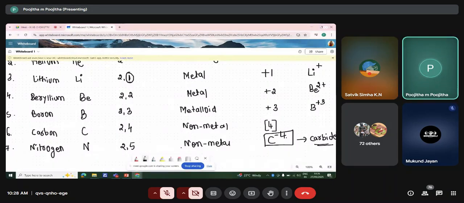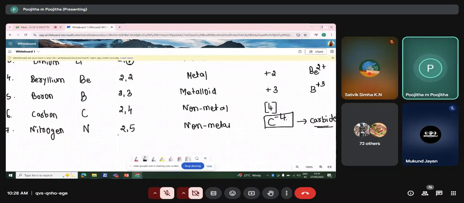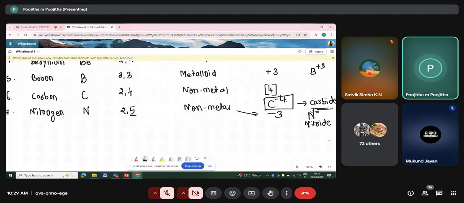So nitrogen has 5 electrons in its outermost shell. So it has a tendency to gain 3 electrons. Correct? So what ion will it form? It will form the nitride ion. So valency -3, N3 minus or -3, any way you write. For metals, for example lithium, sodium, we just say sodium ion. But in case of non-metals, the nomenclature says that for the non-metallic ion, the name should end with IDE.